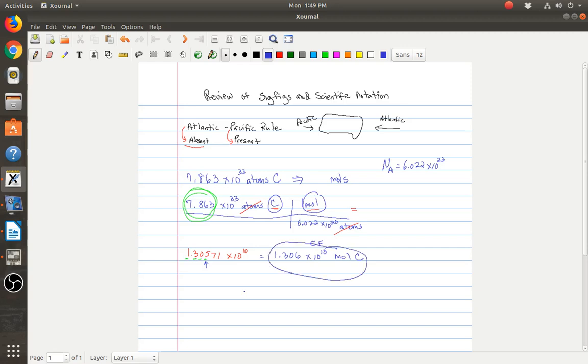Okay, that's how you use scientific notation and significant figures together. This is a brief review. If you need more help, you may need to come to a tutor session or go meet with somebody and get a little bit of extra practice. See you soon.